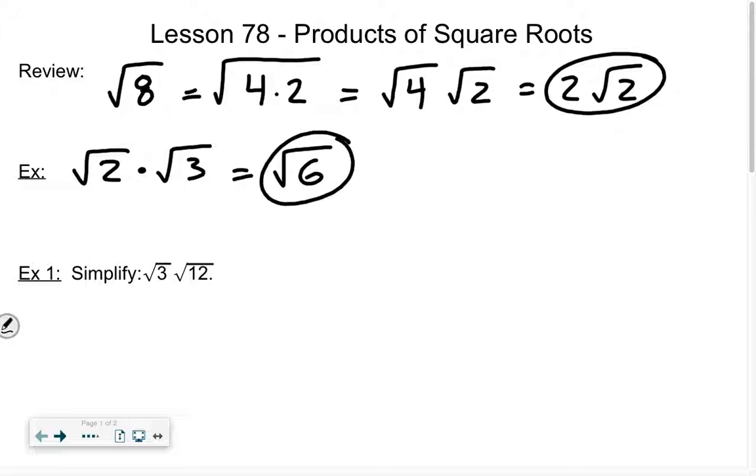So sometimes they will just ask you to multiply 2 square roots together, and all you got to do is multiply the 2 and the 3 and you have the square root of 6.